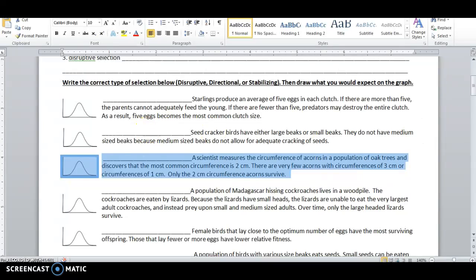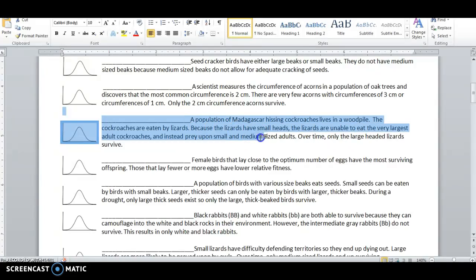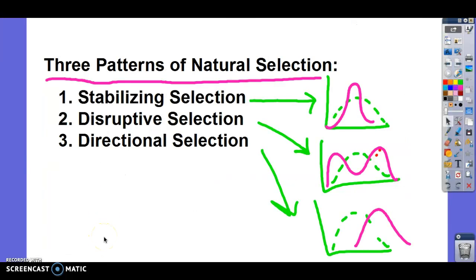All right, let's do the next one here. Okay, a population of Madagascar hissing cockroaches lives in a woodpile. The cockroaches are eaten by lizards. Because the lizards have small heads, the lizards are unable to eat the very largest adult cockroaches and instead prey upon small and medium-sized adults. Over time, only the large-headed lizards survive. So it says only the large ones survive. None of the other ones survive. Not the small, not the medium. Only the large ones end up surviving.